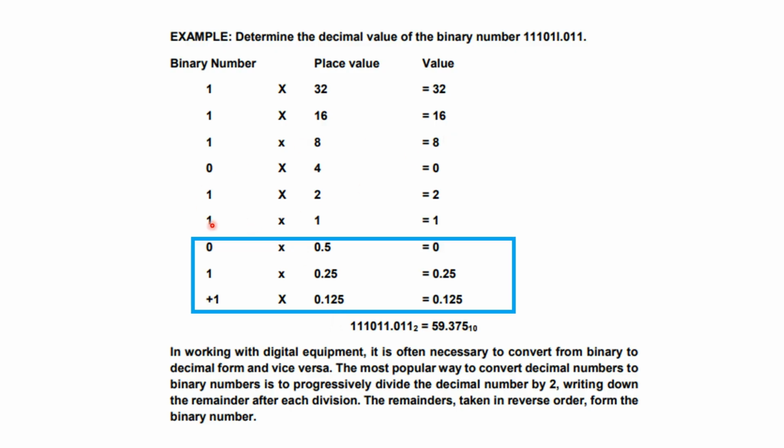So do the same. 0. So 0 times 0.5 is 0, of course. Then 1 times 0.25, it's 0.25. And same with the last. Okay, so again, you add, starting from the decimal point, this 0 plus 0.25 plus 0.125, it's 0.375.